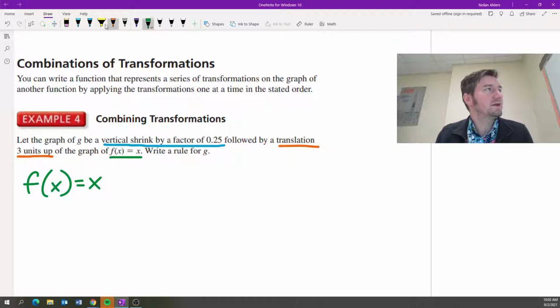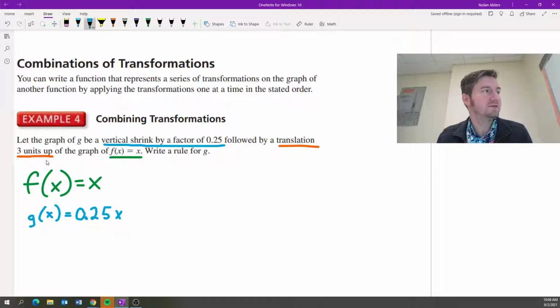So let's do that shrink first. If it's a shrink by a factor of 0.25, remember that you just multiply the factor by every term. In this case, we only have one term, so we'll just multiply the factor 0.25 times the x. Okay, that's the vertical shrink.